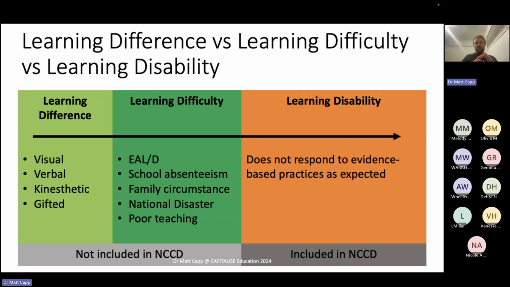Once you've ruled those out, you need to rule out learning difficulty. Students come from EALD backgrounds, school absenteeism, family circumstance, national disaster like COVID, and poor teaching. And when we talk about categories like EALD, the risk with talking about categories is we miss the nuance within those groups. So we need to go beyond labels and start to think about what are the strengths of the kids within those groups, and what are their functional impacts or the barriers to learning, so we can provide that targeted support. And then if a student still doesn't make progress over time, a school might consider imputing a disability.